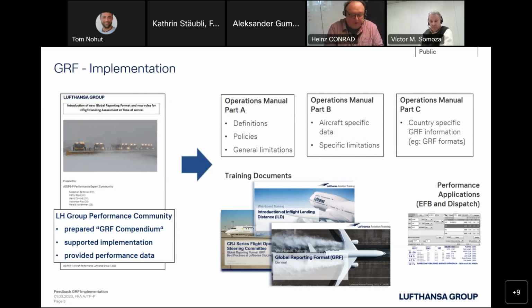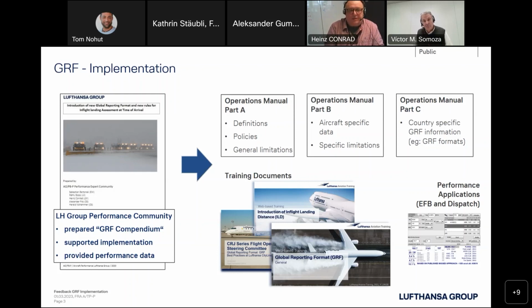And the operations manual part C, which holds the country specific information. We refer to it as the route manual. This was relatively easy because the countries all provided some documents, as we've seen on the previous slide, about how they will implement GRF, what special things they have in reporting conditions and so on.